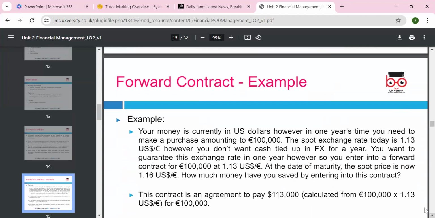Take a forward contract example. Your money is currently in US dollars, however in one year's time you need to make a purchase in euros, and the spot rate, which means today's rate, is 1.1. However, you don't want your cash tied up in foreign exchange and you want to guarantee this exchange rate in one year's time. So you enter into a forward contract at 1.13 against the dollar and euro, and at the date of maturity the spot rate is 1.16. How much money did you save by entering into the contract?